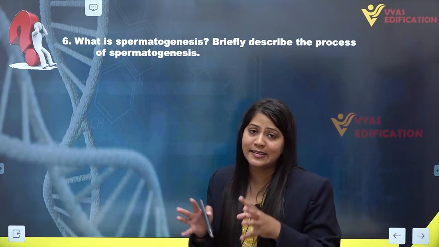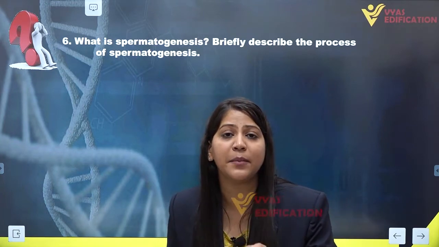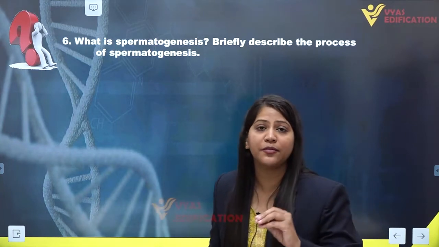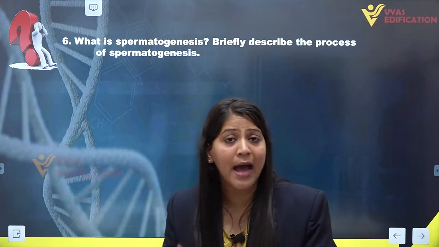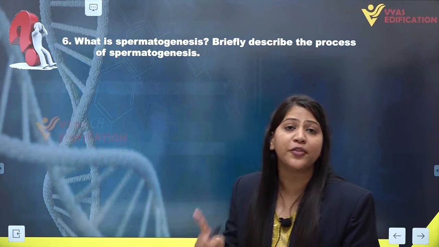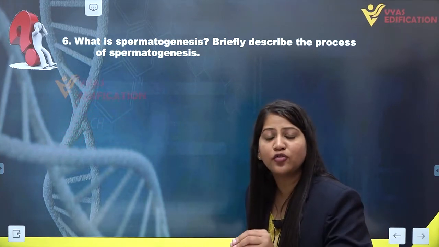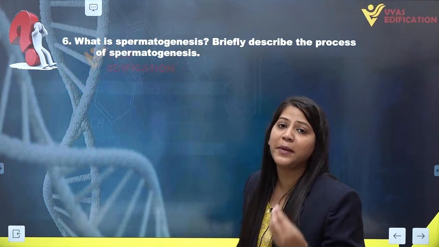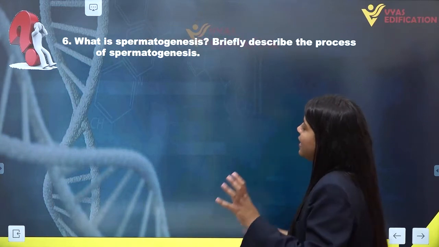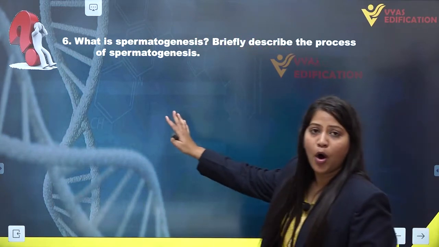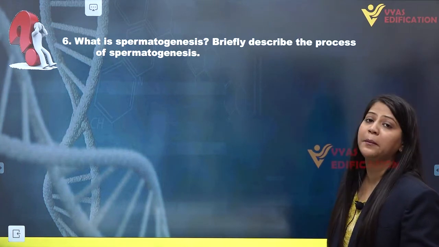Spermatogenesis takes place inside the testis, and precisely inside the seminiferous tubules, as the seminiferous tubules have specialized cells known as spermatogonia, and these spermatogonia give rise to sperm cells or male gametes. So, spermatogenesis is the process of formation of male gametes or sperm cells inside the testis of a male. We have completed the first part of this question. The second part asks: briefly describe the process of spermatogenesis.